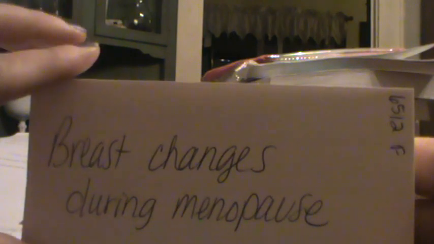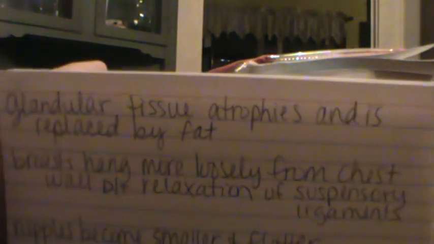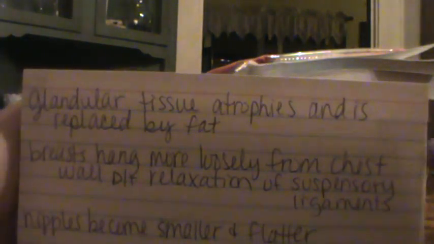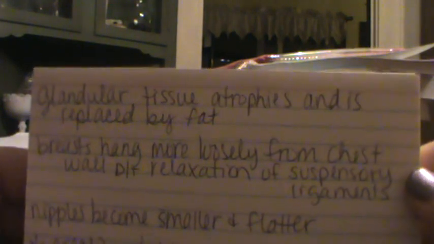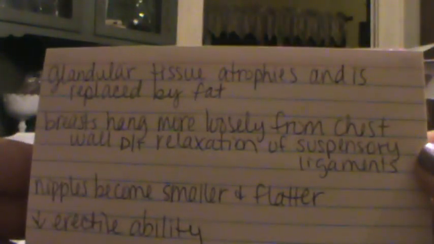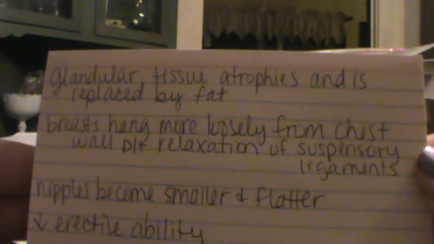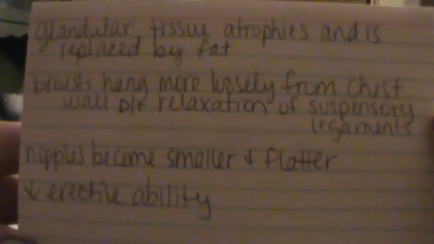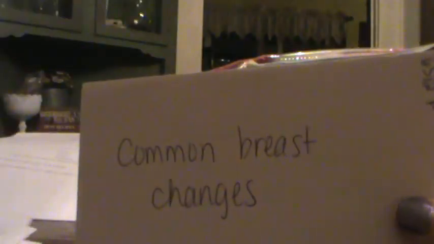What are some breast changes that happen during menopause? During menopause, your glandular tissue can atrophy, and that's replaced by fat. Breasts hang more loosely from the chest wall due to the relaxation of suspensory ligaments. Nipples become smaller and flatter, and there is decreased erectile ability.